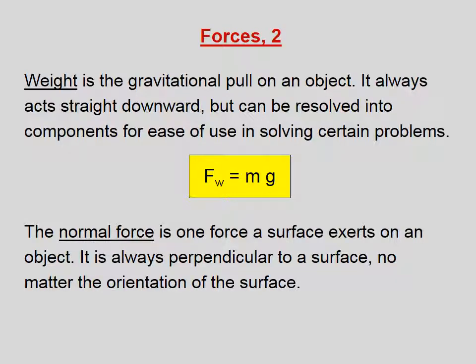Let's summarize forces too. Weight is the gravitational pull on an object. It always acts straight downward, but can be resolved into components for ease of use in solving certain problems. And here's the equation for weight, m times g. The m has to be in kilograms. No other unit is acceptable. G on Earth is 9.81 meters per second squared. The normal force is one force a surface exerts on an object. It is always perpendicular to a surface, no matter the orientation of the surface.